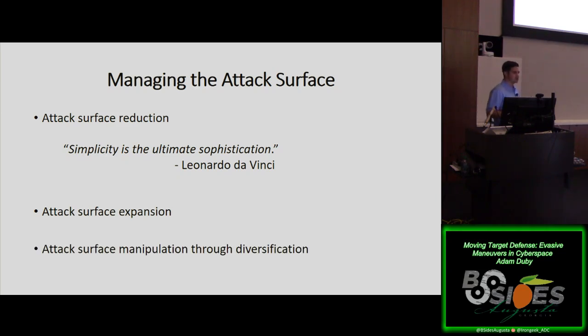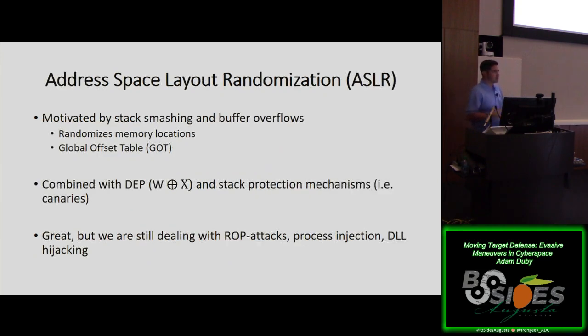Then there's attack surface manipulation through diversification. That's where an attack surface expands and contracts at random intervals, so any type of scanning, enumeration, or intelligence collection efforts are therefore unreliable for any significant duration of time. Again, short talk, so I'm going to focus some of the case studies on software-specific applications. And diversification all started with address space layout randomization, motivated by buffer overflows.